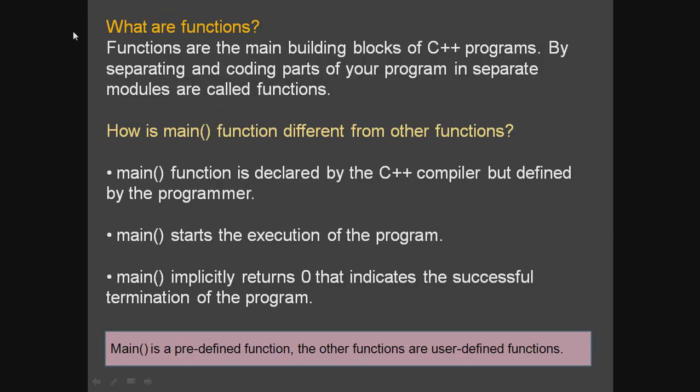So what are functions? Functions are the main building blocks of a C++ program. The C++ programs are built by functions. It means that by separating and coding parts of your programs in separate modules, these are called functions. Till now you have seen only one function, that is the main function, and the whole program is composed of only one function.